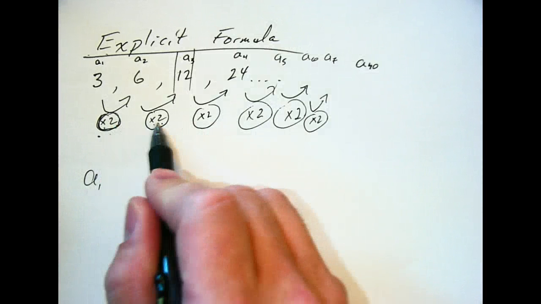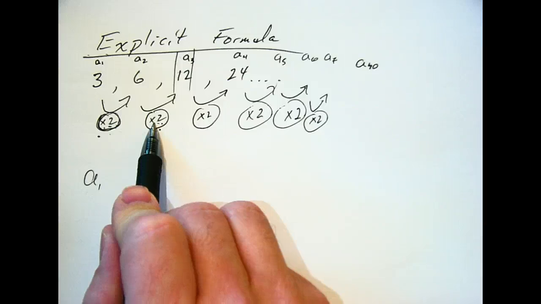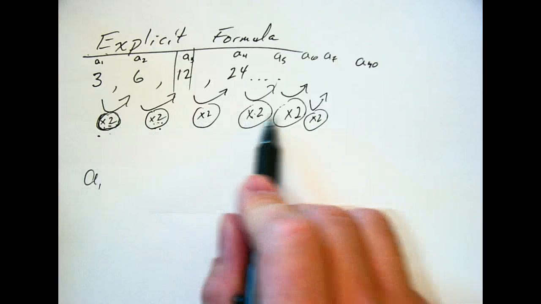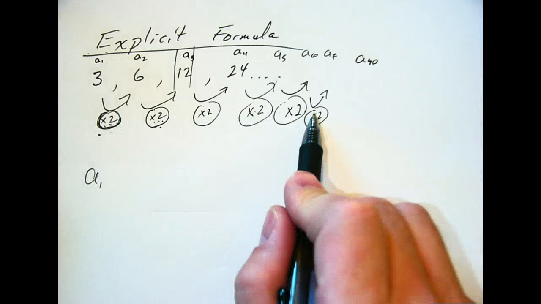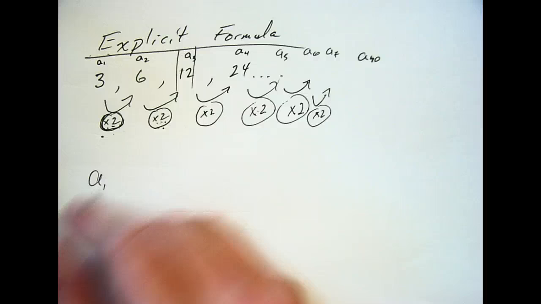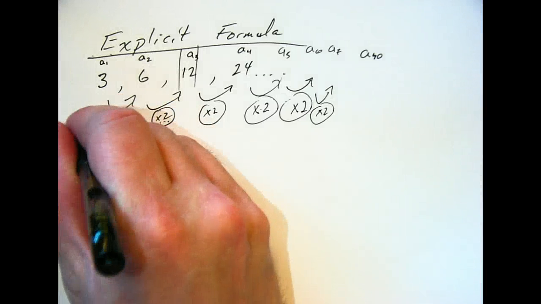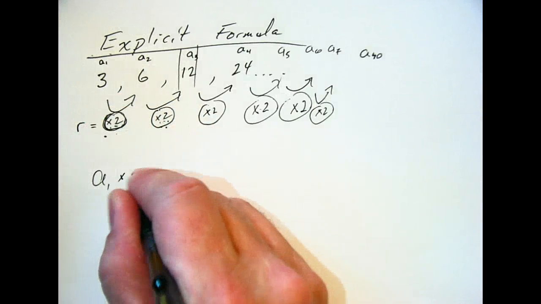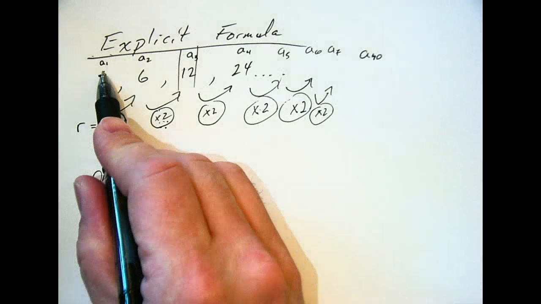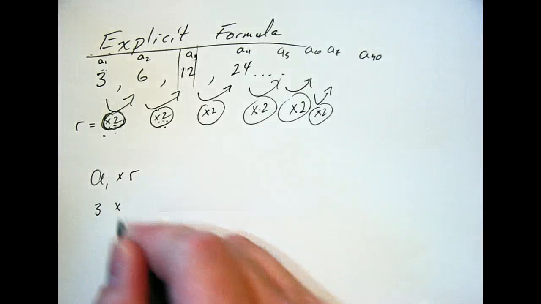So this is 2 to the first power, this is 2 to the second, this is 2 to the third, and so on up to 2 to the 6th. So tell your neighbor, if you want to find a sub 1, we're going to multiply our ratio, right? This is r. We're going to multiply our ratio how many times? If I start out with a sub 1 being 3, how many times do I multiply it by 2?